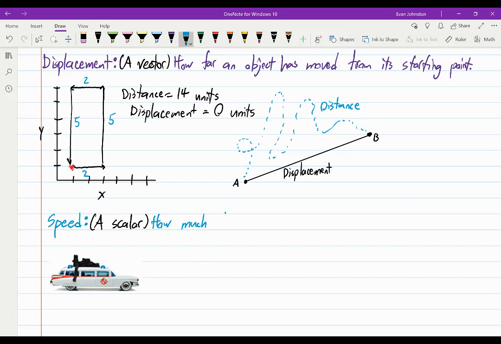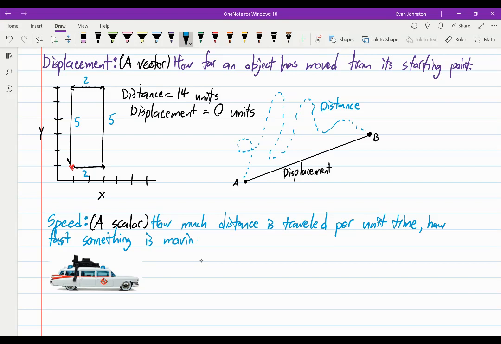How much distance is traveled in a certain amount of time, or per unit time. So then I'm going to put a comma here, even though we should put a period. And here's the way that you probably would hear it or say it, like on the street: how fast something is moving. That's probably the easy way that you would hear it.